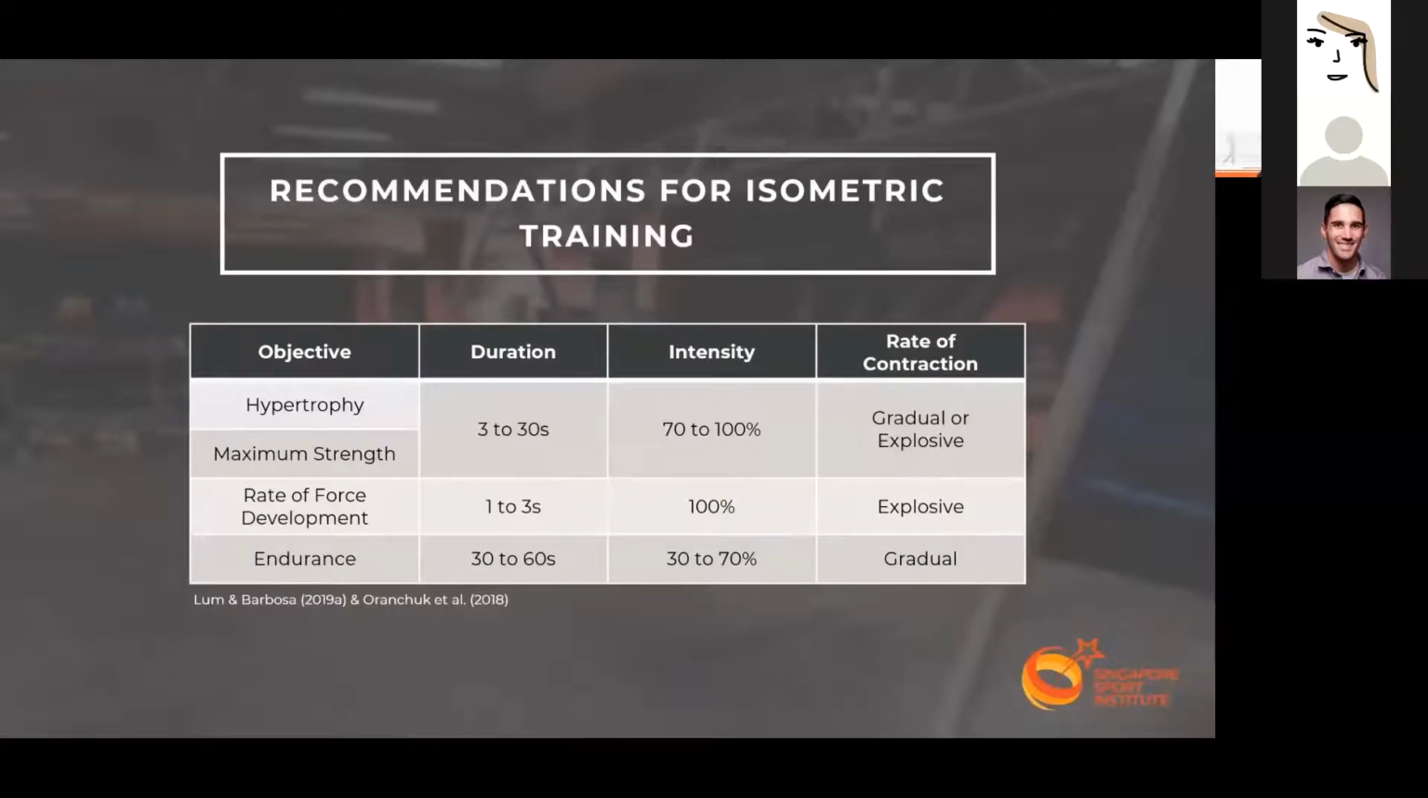With that said, isometric training might not be suitable for improving activities that utilize the stretch shortening cycle component. Therefore, it is recommended that isometric strength training be performed concurrently with dynamic strength exercises.